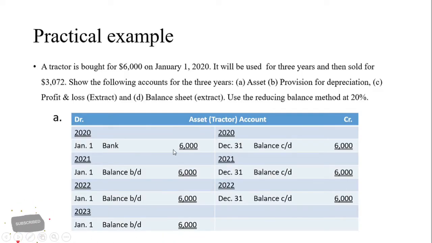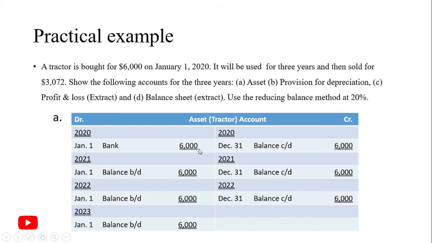Now if you look at it, the asset was bought on January 1, 2020. I want you to realize that I have my dates in. This is my asset account, debit side, credit side. It's an asset account, therefore to increase an asset account you would make a debit entry. So on January 1, they did not state what we used to buy the tractor, whether cash or check. Therefore we're going to just assume that it is bank, and you write bank here. So you have bank $6,000.